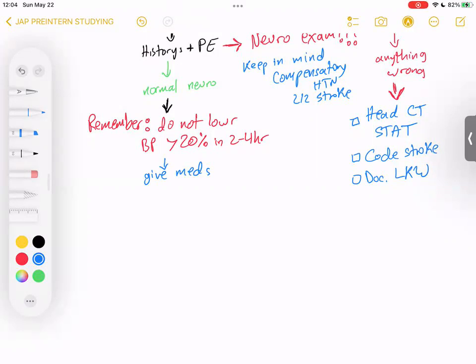What do you guys think? Yo, PO. Anybody has other options? Can you give IV? Yeah, you can. We give IV in emergencies, we give PO in urgencies.